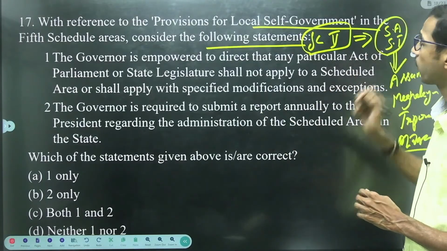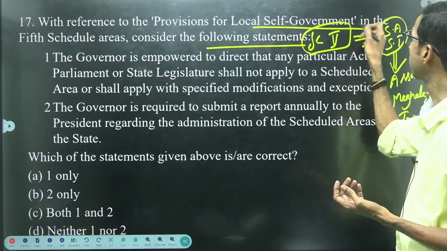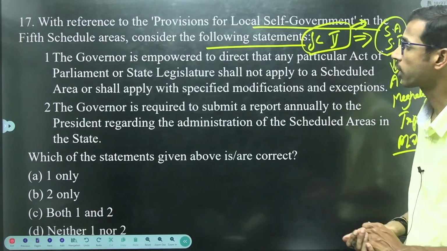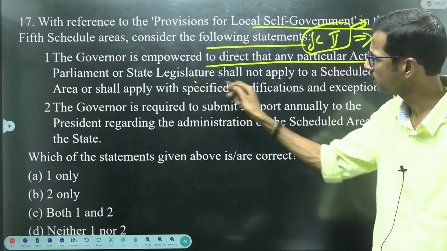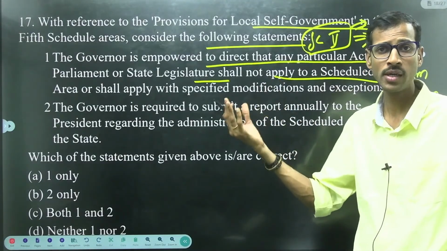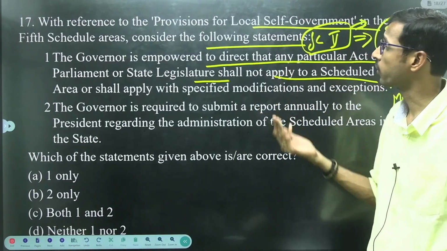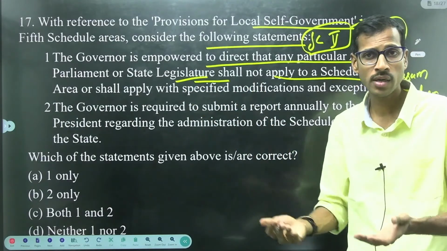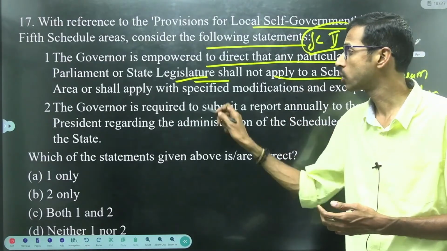Here the Governor has the powers to govern, administer or control the remaining scheduled areas or scheduled tribes, right? The Governor is empowered to direct that any particular act of Parliament or state legislation shall not apply to a scheduled area. So whether it is a central act or state legislation, he can modify or change it, depending on the situation.